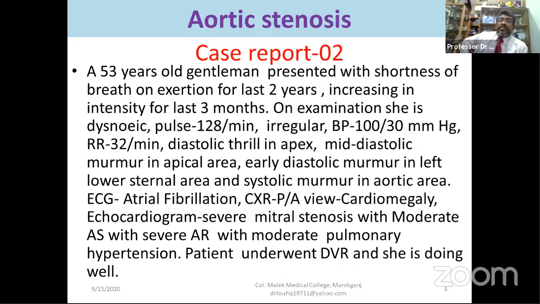And ECG shows atrial fibrillation, chest X-ray shows cardiomegaly, echocardiogram shows severe mitral stenosis. What is the diagnosis? Severe mitral stenosis with moderate aortic stenosis, with severe aortic regurgitation, with moderate pulmonary hypertension. In that case, usually we refer the case to the surgeon, and the surgeon usually does a double valve replacement, that is replacement of the mitral valve as well as the aortic valve, as there is double valve pathology, and she is doing well.